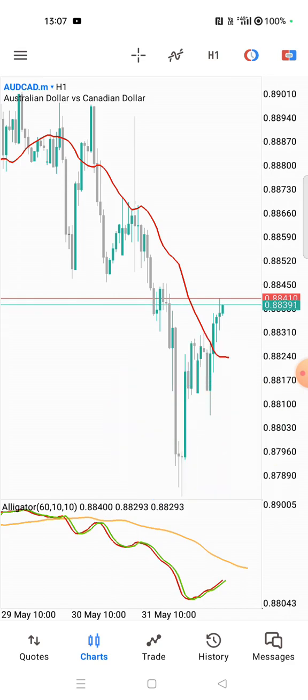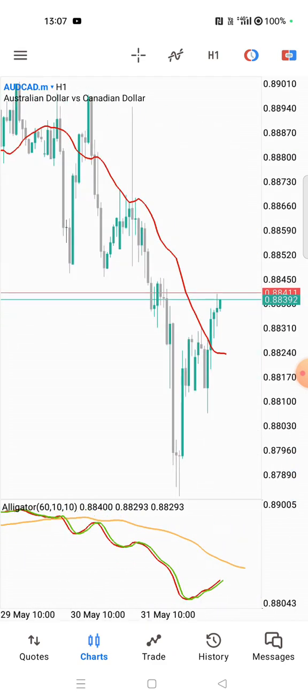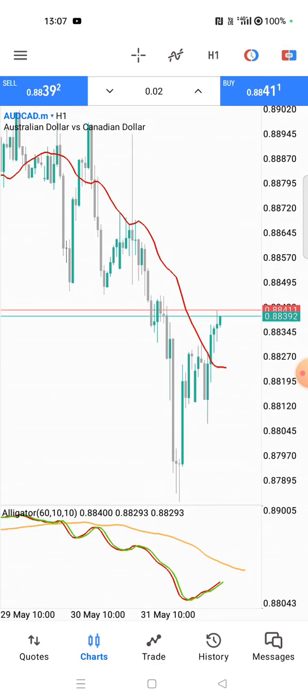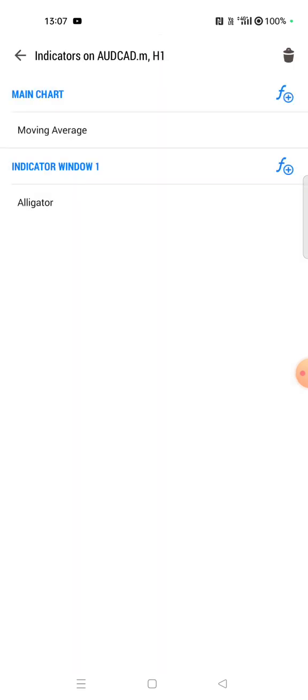Oh, by the way, I just updated my MT5. The current one is much better. Actually, you can just enter and then adjust your stop loss here. You don't have to go to the trade and adjust. Much better this. Okay, back to the strategy.